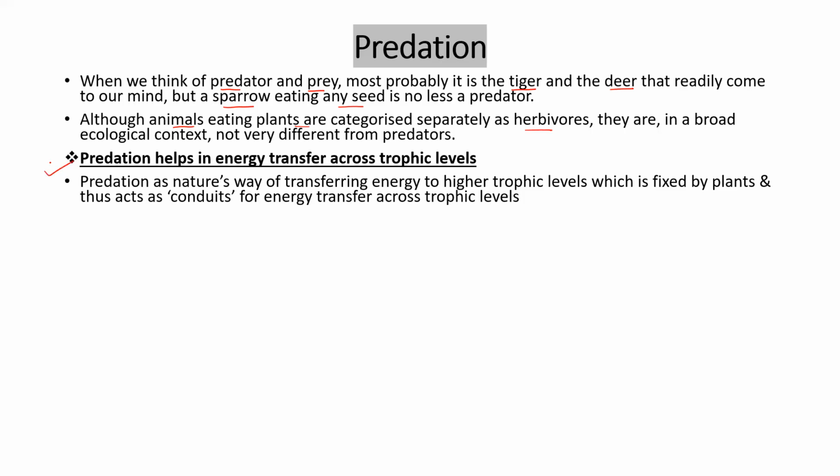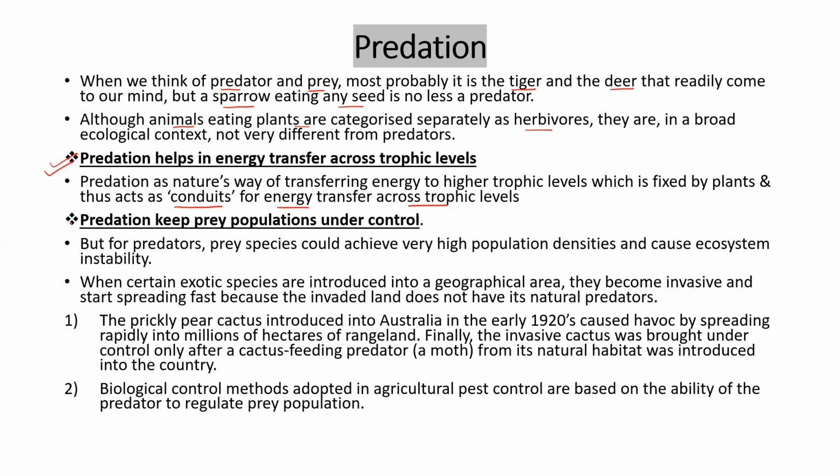Predation actually may help in energy transfer across the trophic levels. The energy is getting transferred from the lower trophic level to the higher trophic level because of predation only. So we can see it is working as a conduit for energy transfer across the trophic levels. Predation also helps in maintaining prey population under control.